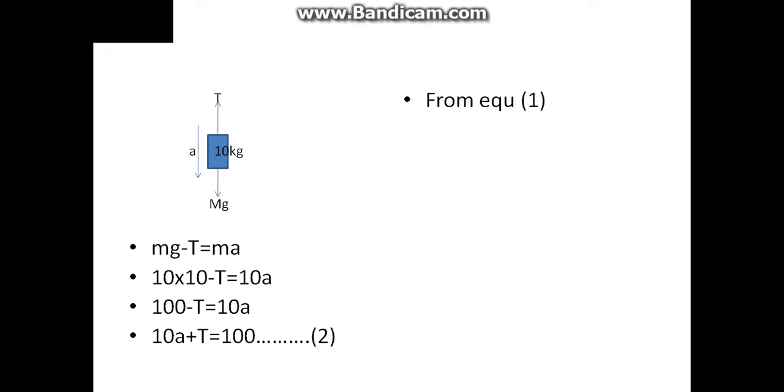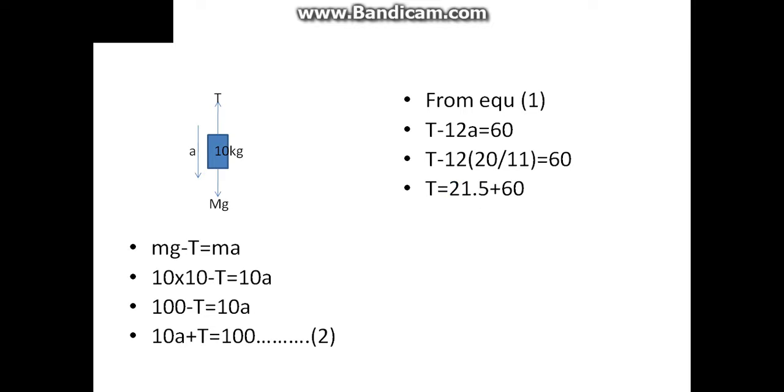Then using the elimination method to solve the simultaneous equations 1 and 2, we eliminate the tension and now have minus 22a is equal to minus 40. Therefore, a is equal to 40 over 22, which will now give us 20 over 11.